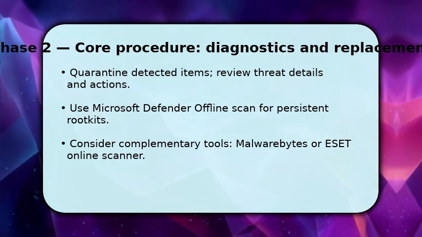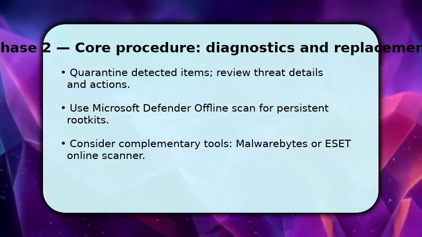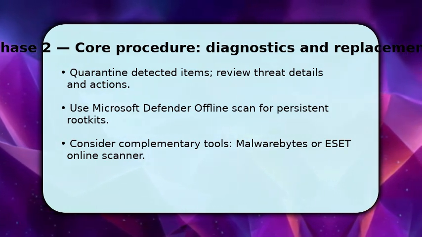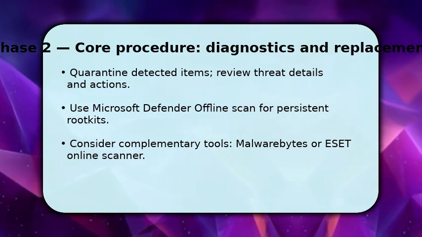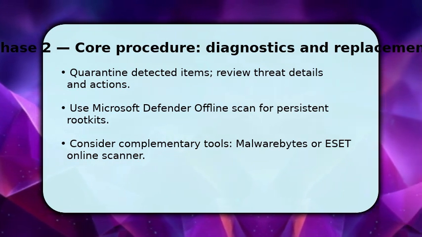Once offline removal finishes, review Windows security history for any files skipped. Delete or submit them for analysis. If threats remain, run a reputable second opinion scanner like Malwarebytes or ESET Online, because different engines catch different signatures. Make sure to reboot after each major step.